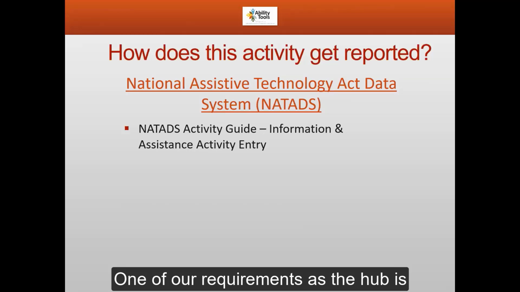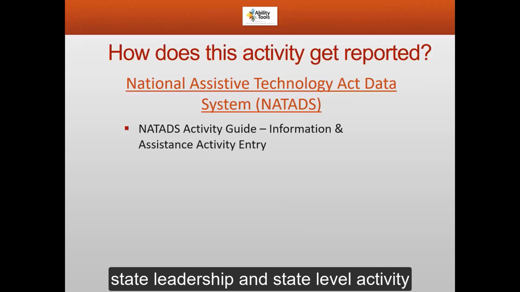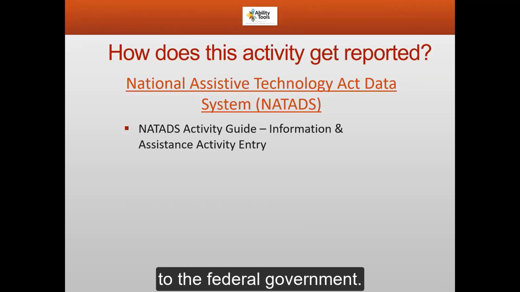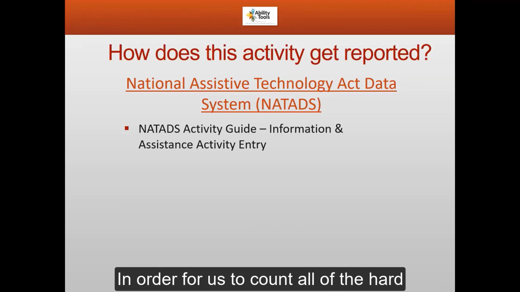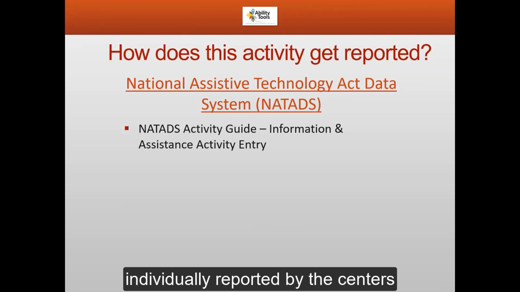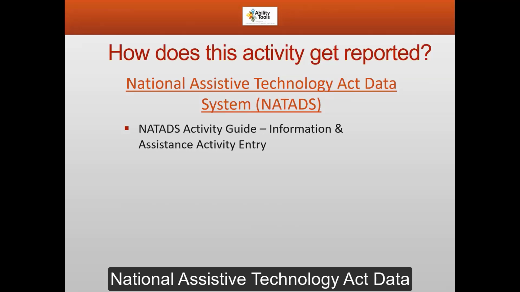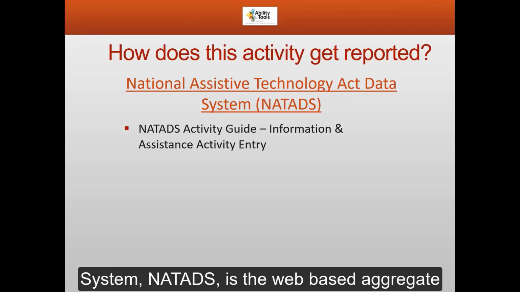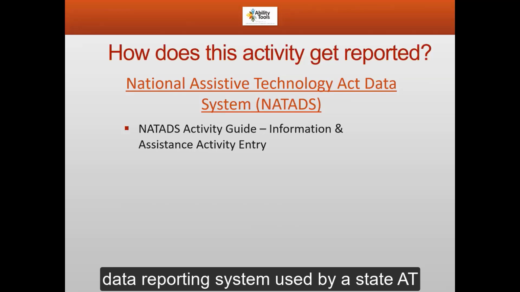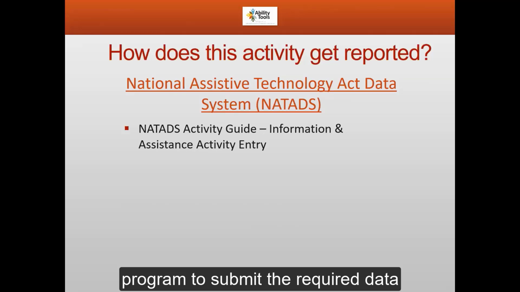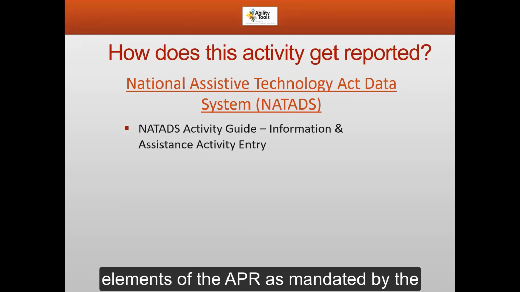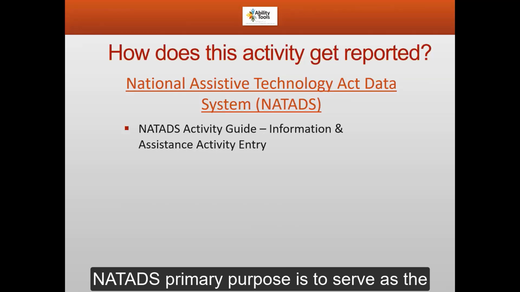One of our requirements as the Hub is to collect, organize, and report all state leadership and state-level activity to the federal government. In order for us to count all of the hard work that gets done, it needs to be individually reported by the centers performing the activities. The National Assistive Technology Act Data System, NATADS, is the web-based aggregate data reporting system used by the state AT programs to submit the required data elements of the APR as mandated by the AT Act.